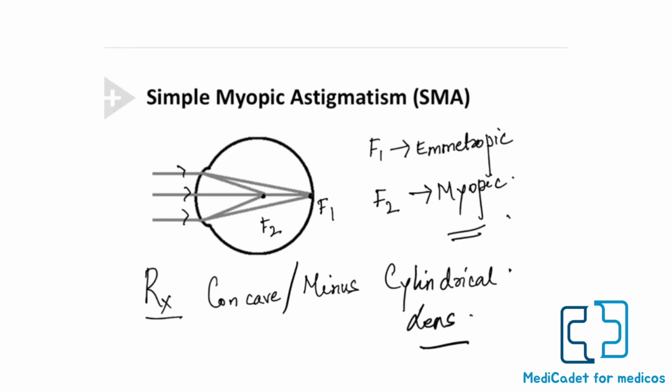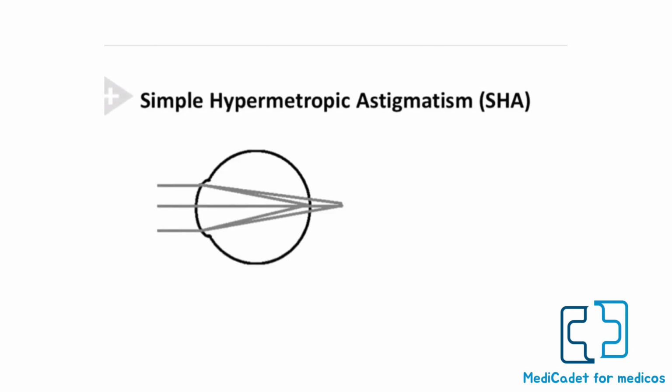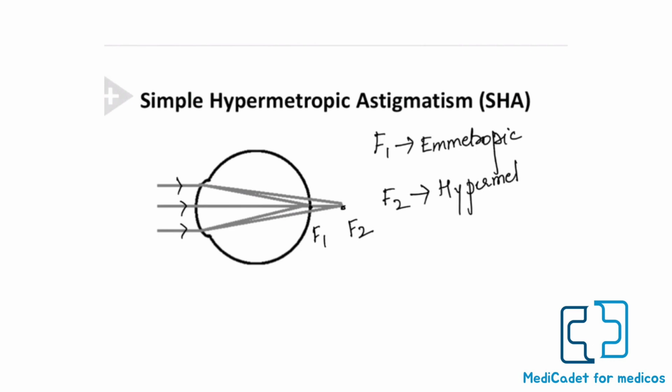Now what is the counterpart of SMA? The counterpart of SMA is obviously SHA, simple hypermetropic astigmatism. Right? Now SHA, we discussed this in our previous session. So look at this. This is F1, this is F2. Once again, F1 is emmetropic because the rays are meeting on the retina. And what can we see about F2? F2 is obviously hypermetropic. So F1 is emmetropic and F2 is hypermetropic.